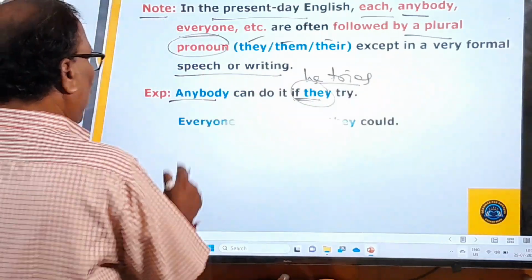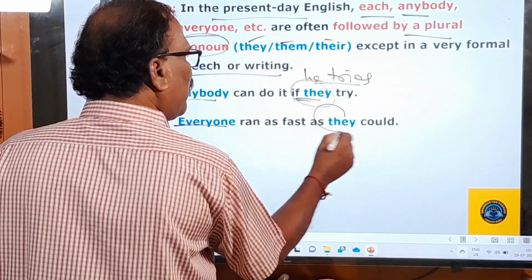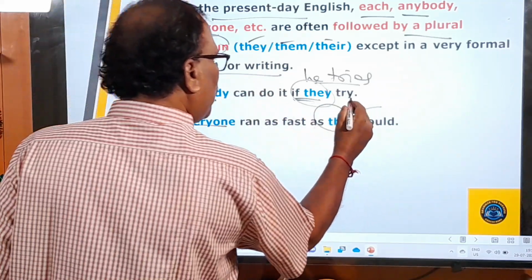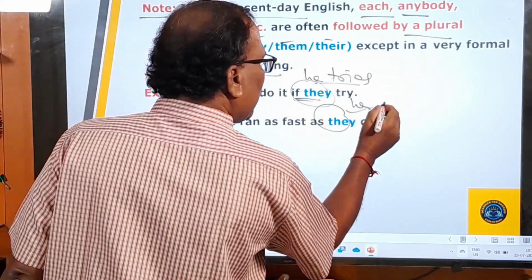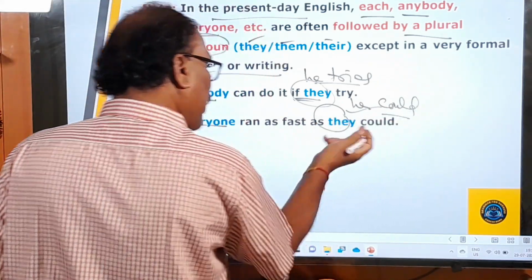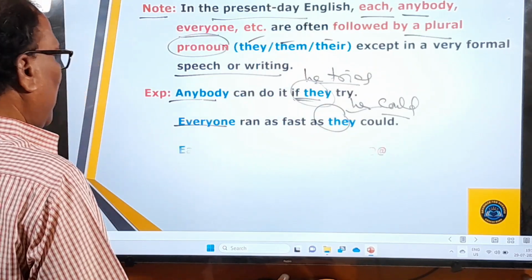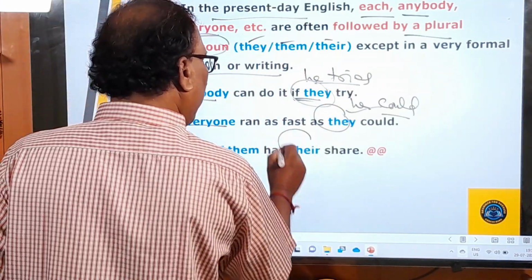Right. Everyone ran as fast as they could. Okay, they are all okay. Actually, you should know, with everyone also you don't know the sex of this everyone. That's why "he could". You should say "he could", but "they could" is also accepted. Okay, right. Each of them had their share.